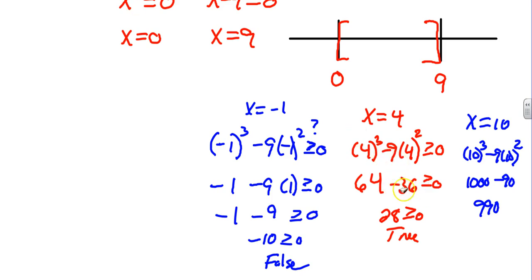Let me back up here for a minute. Yeah, because that should have been 4 squared. That's 9 times 16, which is 144. So 64 minus 144 is like negative 80. So that was not true. Making all kinds of mistakes here at the end. All right, so that one's false.